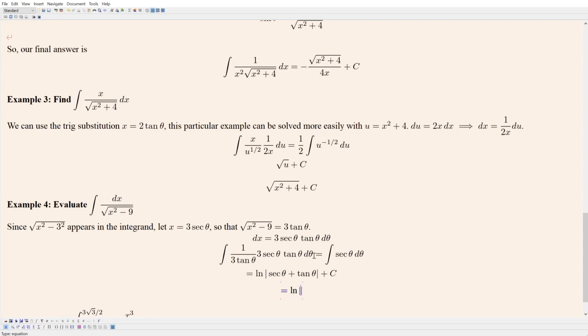So secant is equal to x over 3. Okay, can I make those absolute values look better? Hang on. There we go. So secant is x over 3, and tangent is square root x squared minus 9 over 3.